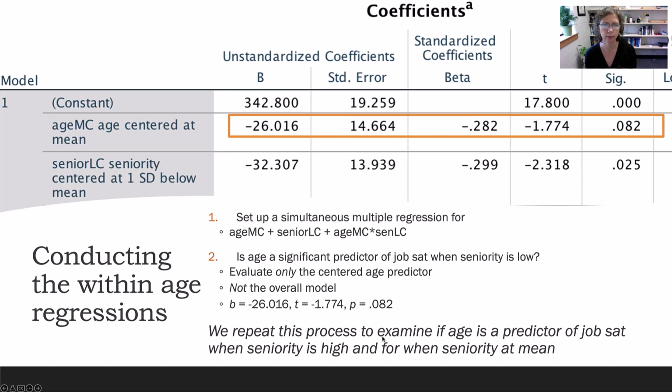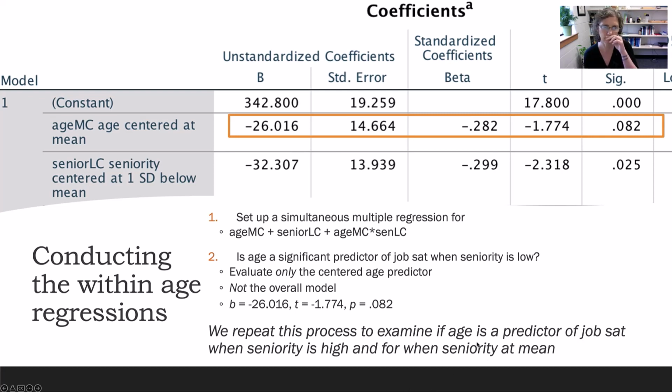So now we would repeat this regression for when seniority is high, and the relationship between age and job sat when seniority is at mean. So three different conditions: seniority low, seniority average, and seniority high, looking at, do any of those have an impact on the relationship between age and job sat? Right? It's a mouthful.